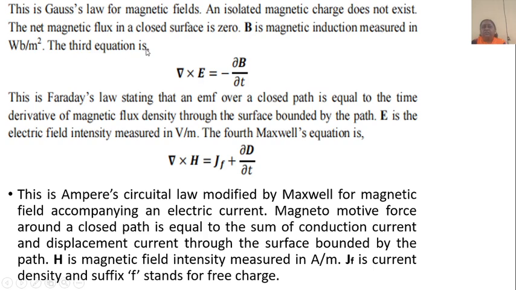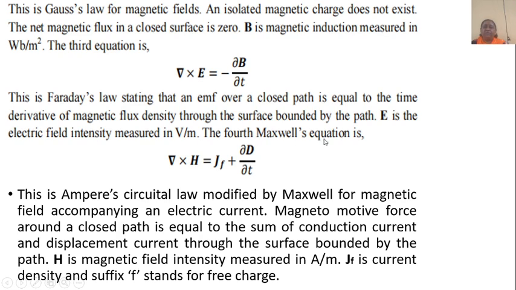And the third equation is del cross E equal to minus delta B by delta T. This is Faraday's law stating that an EMF over a closed path is equal to the time derivative of magnetic flux density through the surface bounded by the path. E is the electric field intensity and it is measured in volt per meter.